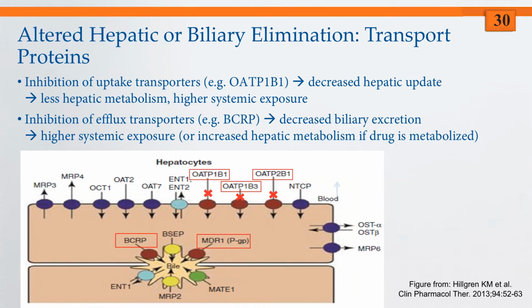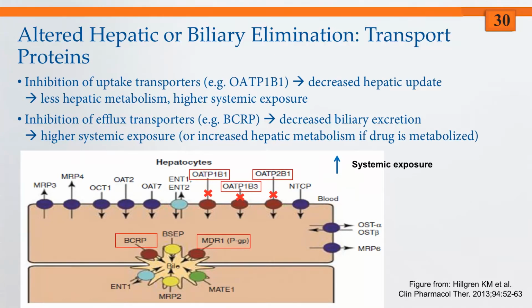You inhibit uptake into the hepatocyte, you get increased plasma concentrations of your substrate drug. Likewise, we have efflux transporters on the biliary side of the hepatocyte, which excrete drug into the bile, particularly those drugs that are not extensively metabolized, might be excreted unchanged into bile. And if we inhibit those efflux transporters, again, BCRP and PGP being the two main players here, you can get increased plasma concentration, decreased elimination from the body.